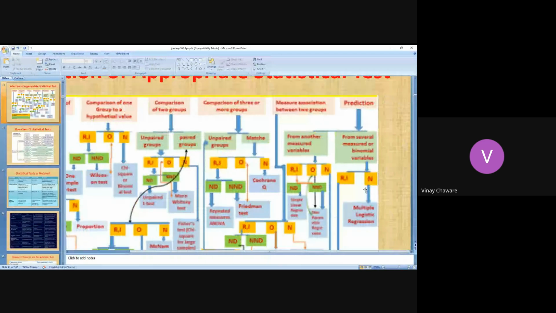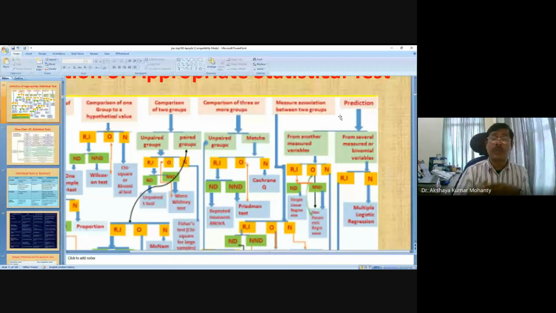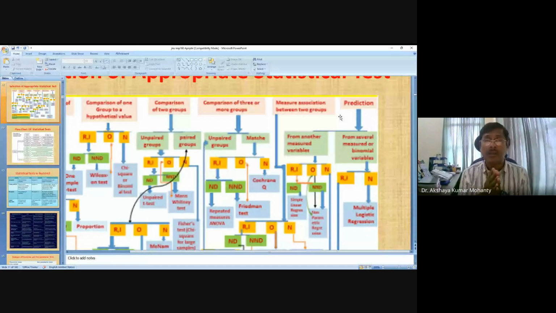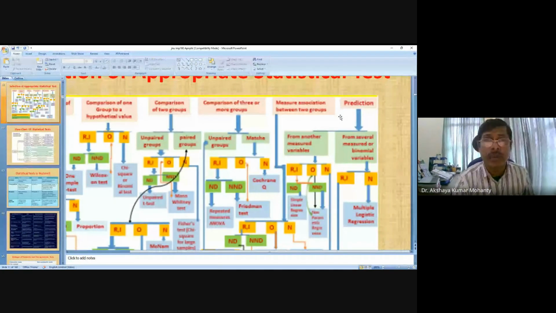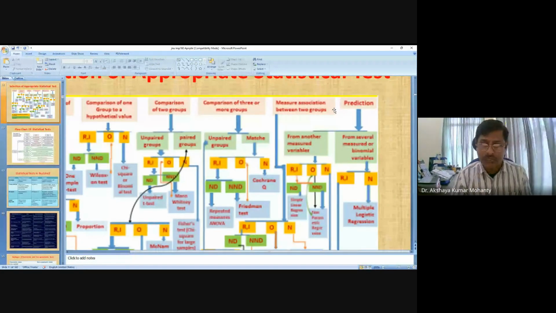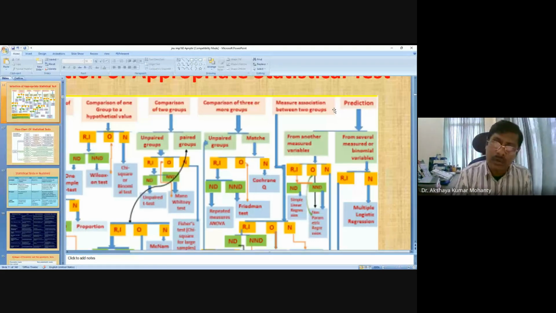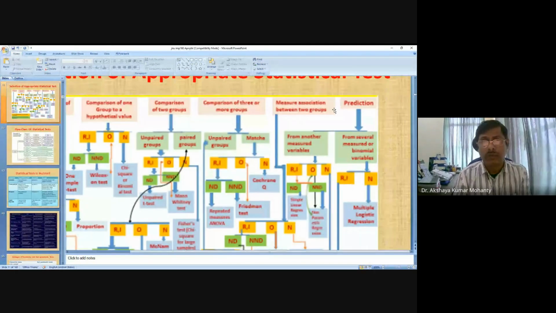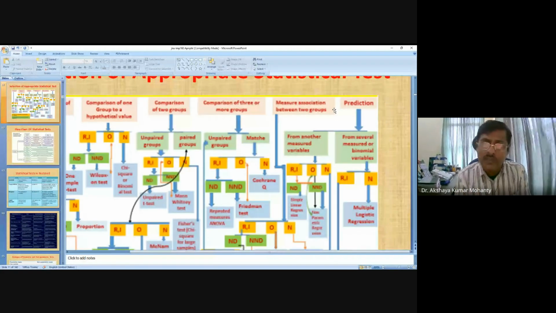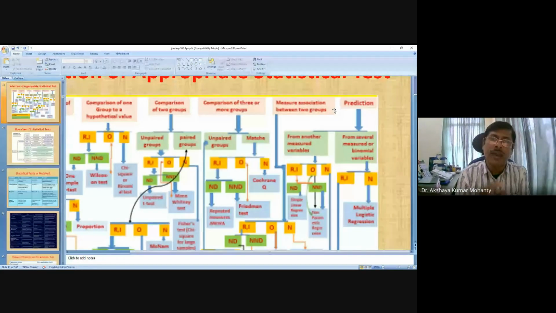What is the prediction? So now you can ask me, sir, why there is prediction? Because you see, up to this major association between two groups, we are in the estimation process. So estimation is not the final thing. Why are we going for the regression? Why are we going for the estimation? Because we have to know the future thing. We have to predict. We have to forecast.